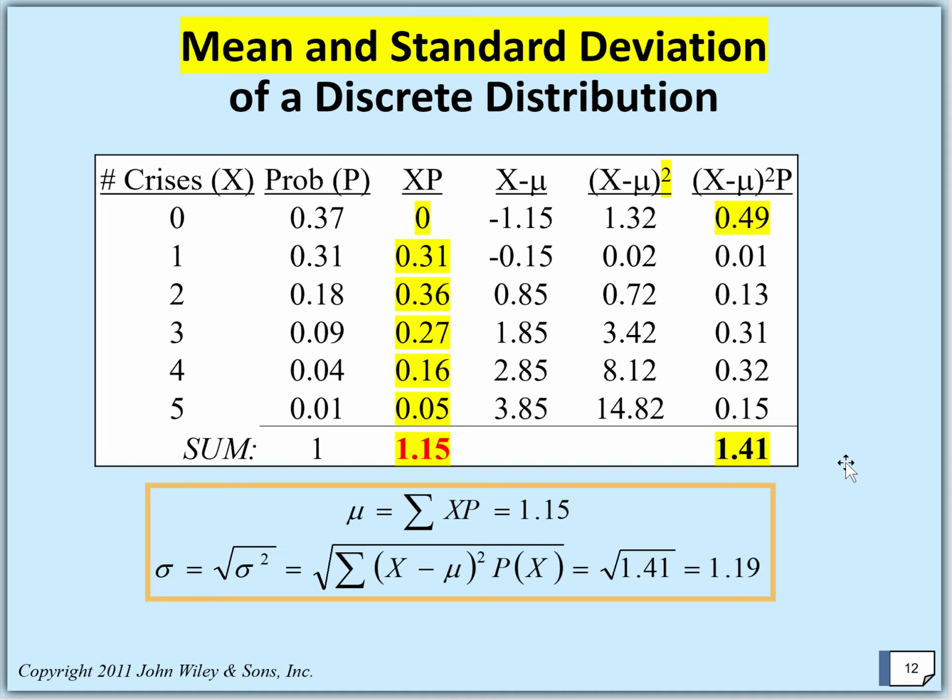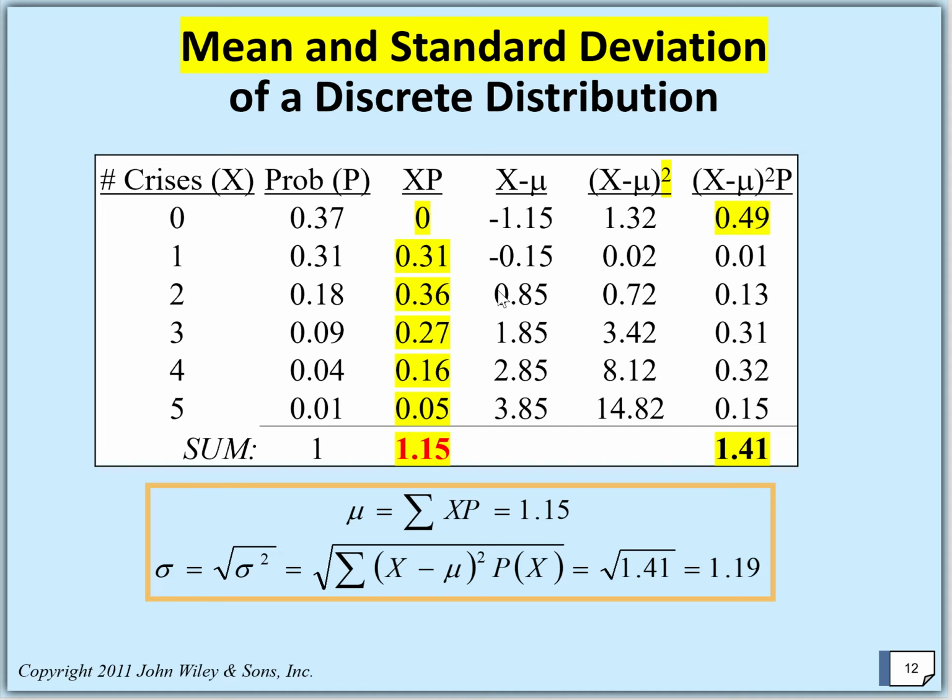So we calculate mean, standard deviation, and discrete distribution. We know the crisis and its probability. 0 crisis occurs 37% of the times. 4 crises occur in a day 4% of the times. Okay. Let's multiply these two, x and p, together. So this into this, 1 into 0.31, and so on. Add it all up. So it comes out to be 1.15. Okay. So this is the mean.